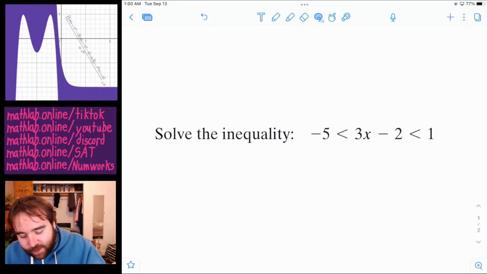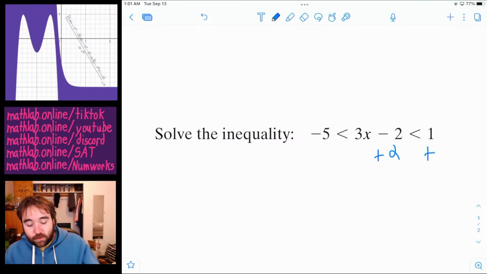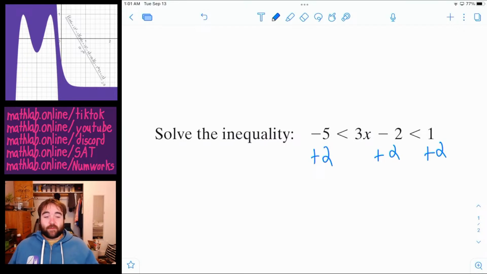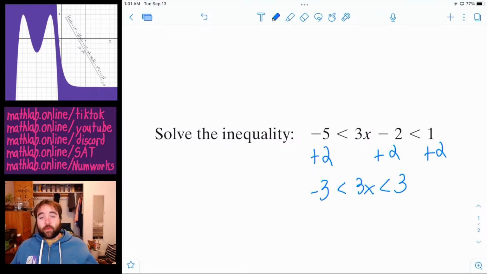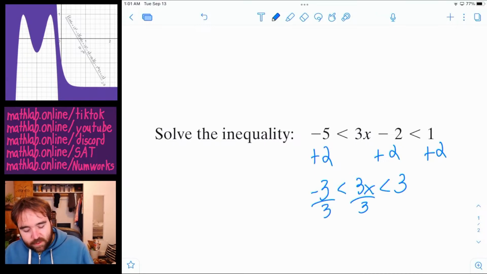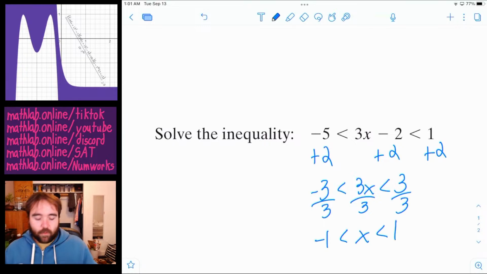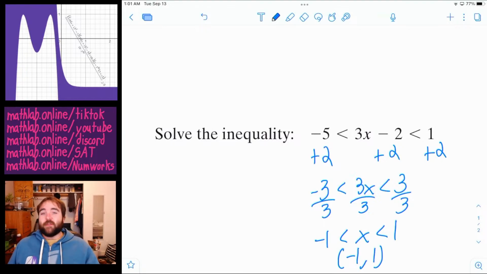We still try to get x by itself, but when we add 2, we're going to have to do it to all the sides of the equation to get that negative 3 is less than 3x, which is less than 3. Or 3x is in between negative 3 and 3. And then we just divide all of the sides by 3. And we see that x is in between negative 1 and 1. And the last thing is interval notation, and we just write that from negative 1 to 1. And we use parentheses because x is not allowed to actually equal 1 or negative 1.